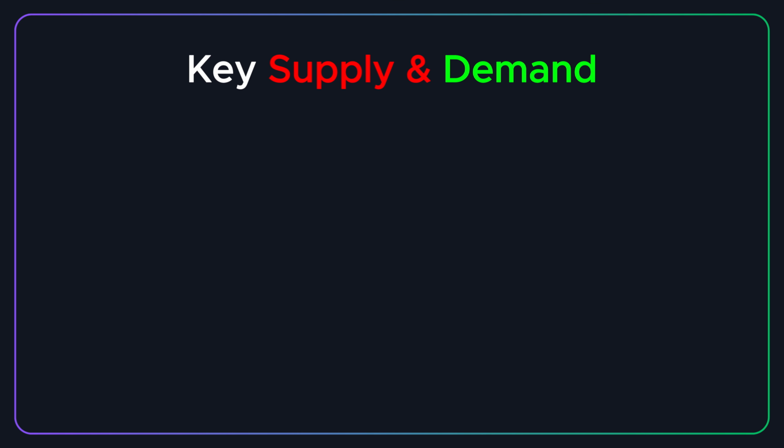Let's talk about some key levels of supply and demand on the charts. The first key level is the turning point, meaning the place from where the price will bounce back. Let's identify it on the chart.